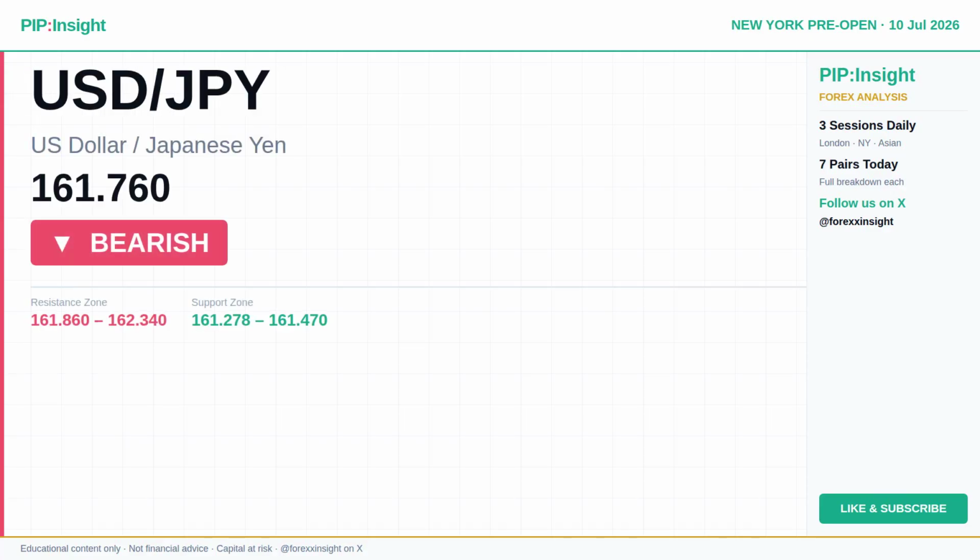Dollar yen. The chart is showing bearish structure on this session. The 4-hour trend is to the downside. Resistance is marked between 161.86 and 162.34. Support is marked between 161.278 and 161.47. Here is the full chart breakdown.